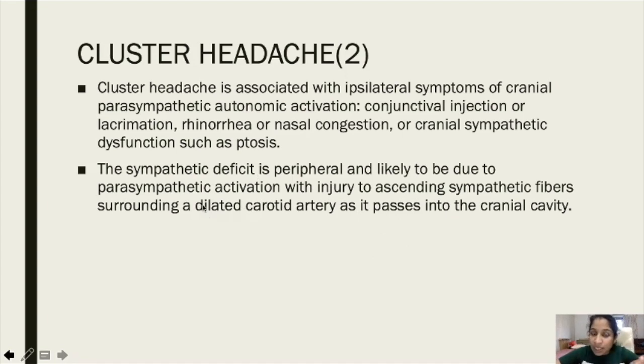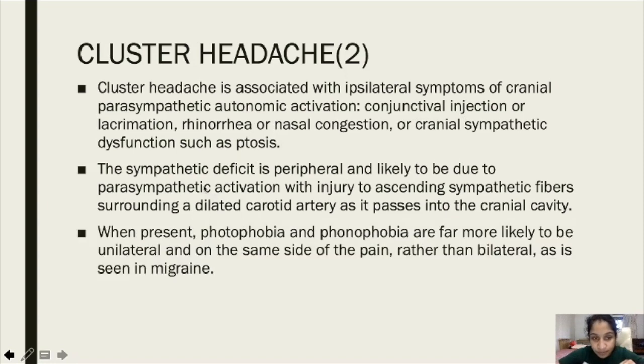So parasympathetic activation with injury to ascending sympathetic. Ascending means that it is going up. Ascending sympathetic fibers surrounding a dilated carotid artery, and it passes into the cranial cavity. We told, right? It is associated with these neurological symptoms like conjunctival injection or lacrimation, rhinorrhea, or cranial symptoms like ptosis. All this is because of the parasympathetic activation along with this headache.